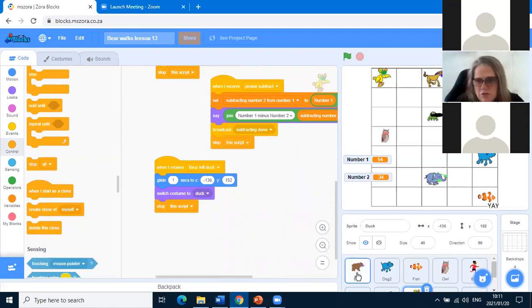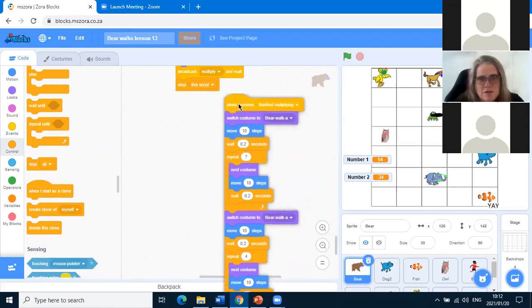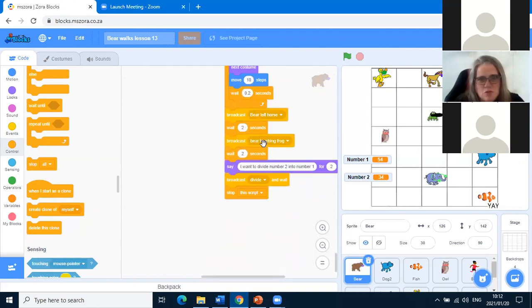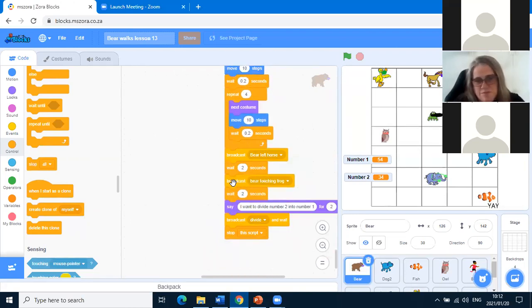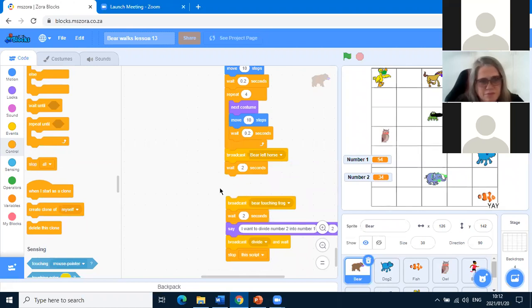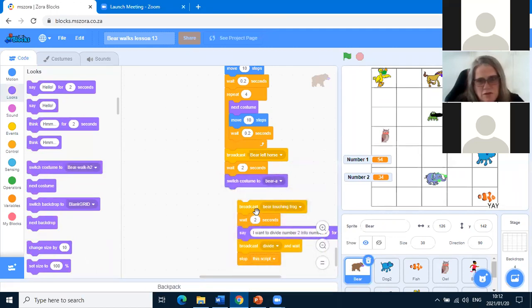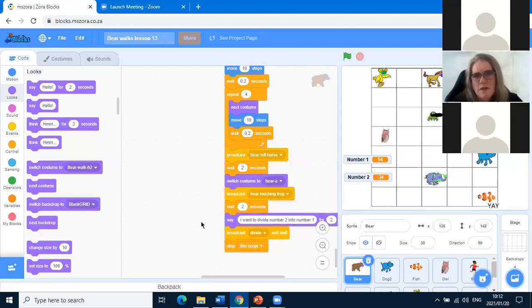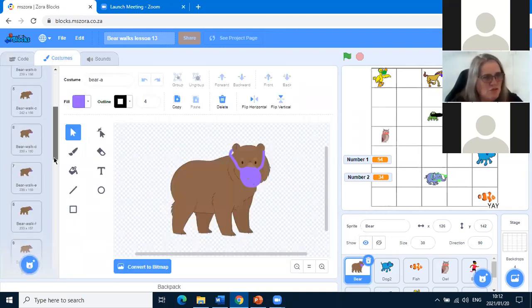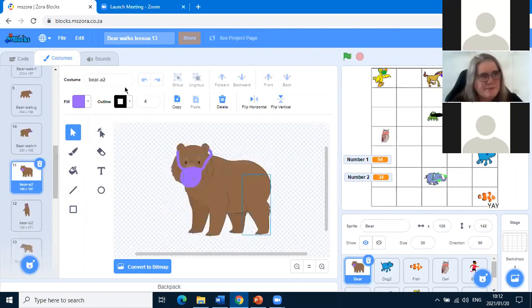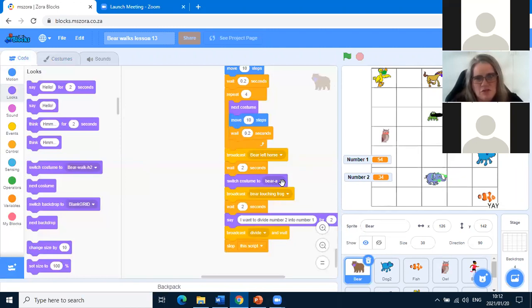Yeah, we're on Horse's code. Let's go to Bear's code. So finish multiplying. Bear walks. He broadcasts that he wants to divide, but when he reaches the frog, we want him to turn around. So we can change the costume anywhere over here. Let's change the costume here. So looks, switch costume to, and I'm going to call Bear A. So Bear A is just standing and facing, so he'll be facing frog. So this is the costume that you'll have. We want him A2, don't we? We want him to have A2, that one. So I'll make sure I change this to Bear A2. Lots of questions for Bear.